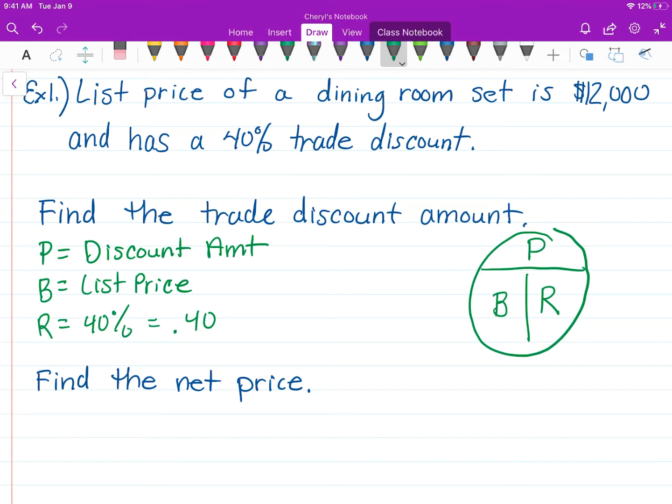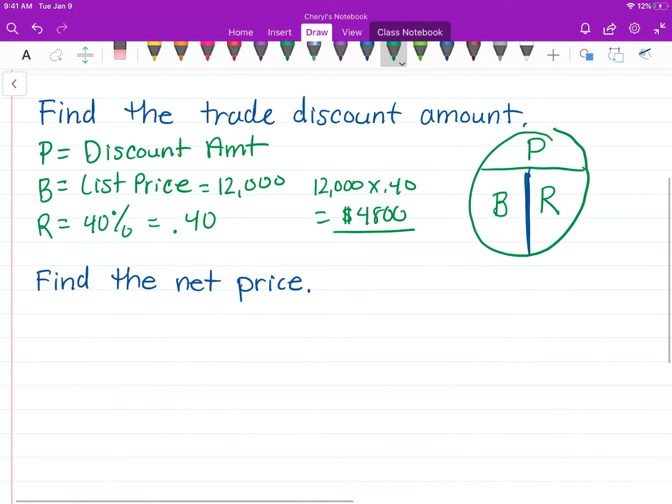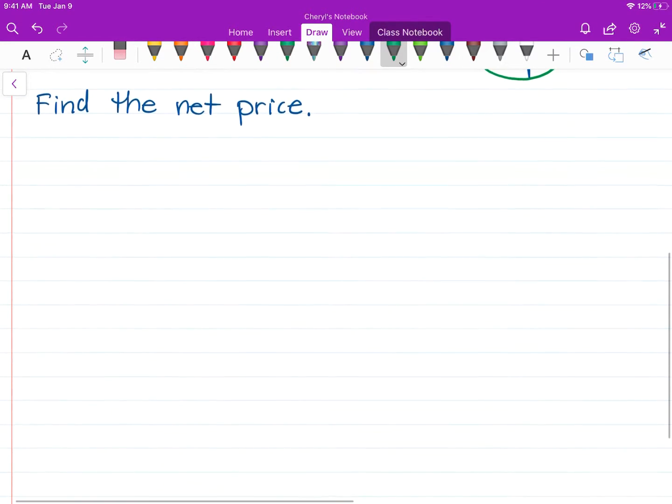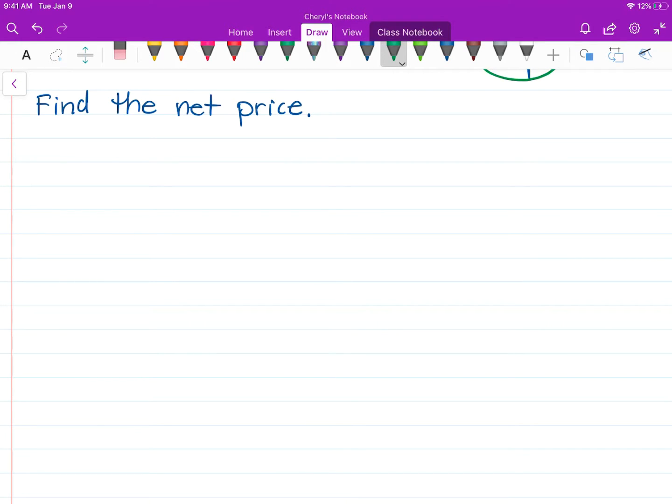So the information that we have is the list price and the rate. When I put that in the circle, what's separating the base and the rate is the multiplication line. So I'm going to take 12,000 times 0.40, and that's going to give me my discount amount, which is $4,800. Now there's two ways to go about finding the net price. I'm going to show you both ways, and then you can decide which way you like better.